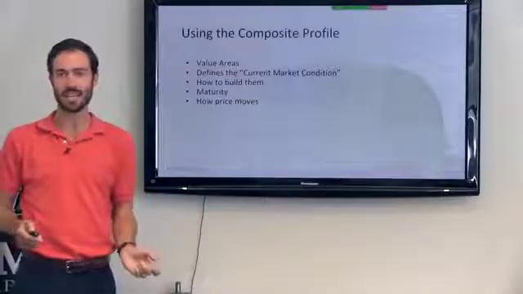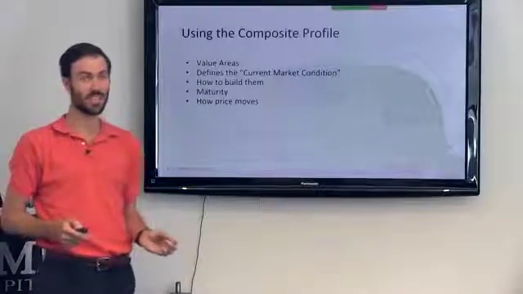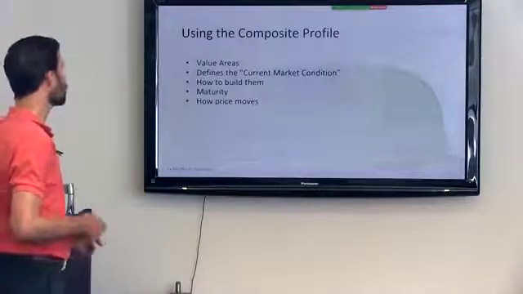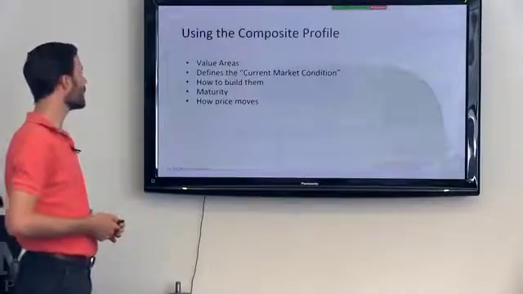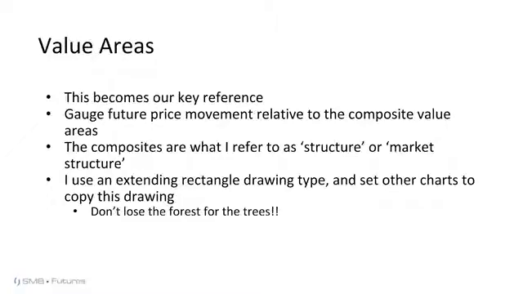Should I go with this ascending wedge breakout pattern here? Or is this not such a good idea? Should I actually look to fade the failure of patterns like that? We're going to look at how to build them, get you comfortable with that. We're going to talk a little bit about maturity of composites. It's a lesser factor, but still something I think is worth talking about. And then we'll ultimately get into how price moves. So the value area itself becomes our key reference, which we use to gauge future price movement.